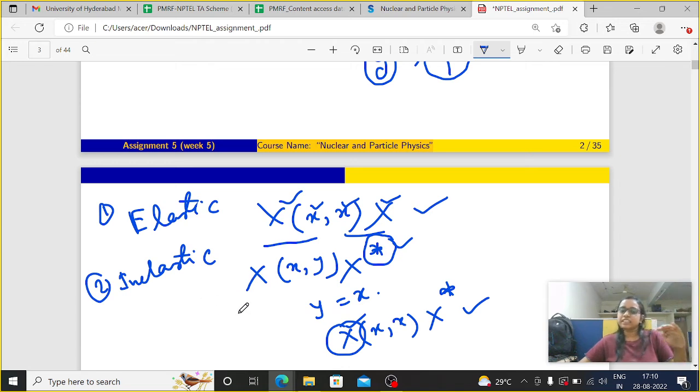So the main difference between elastic and inelastic scattering is that in inelastic scattering the energy of the projectile will be reduced, and as a result the target nucleus gets more energy to take part in an excited state of its same nucleus. X will be there, but it will be in an excited state. This is the main difference between elastic and inelastic.